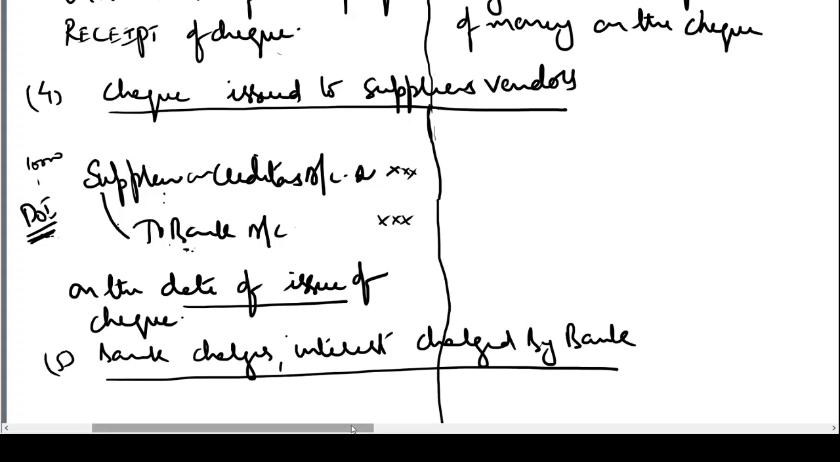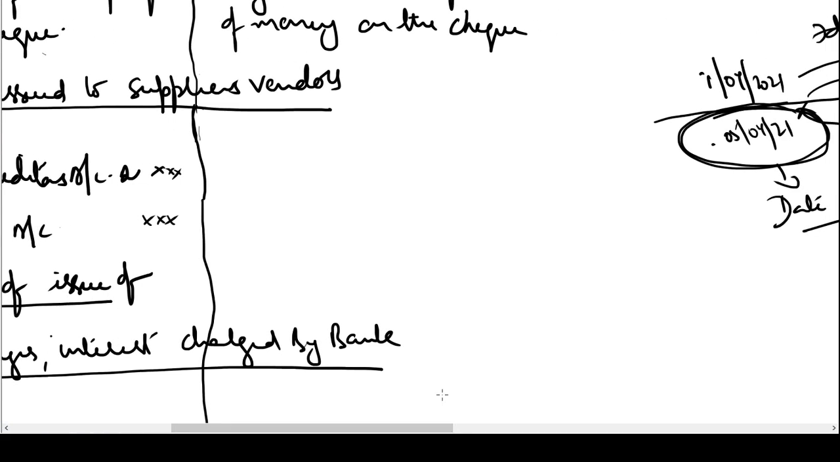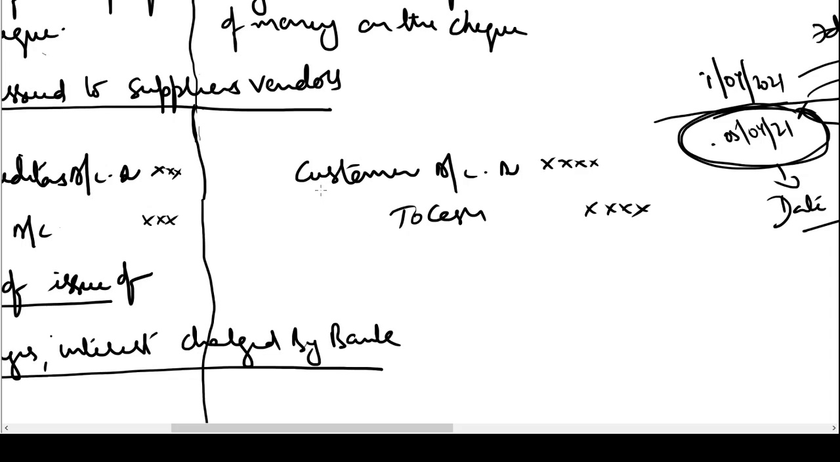Okay. When will the bank pass the entry? The bank will pass the entry customer account debit. Bank is not having any relationship with our vendors or our suppliers. What they'll do is simply they will debit our passbook and pay money to the suppliers or vendors to whom we have issued the check. So my account will be debited in the books of the bank.